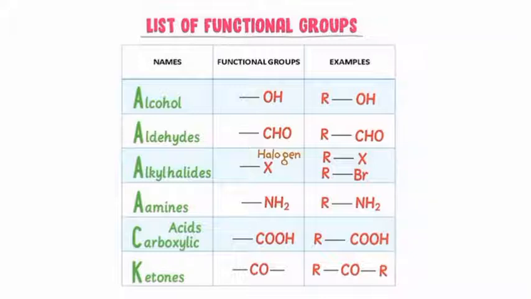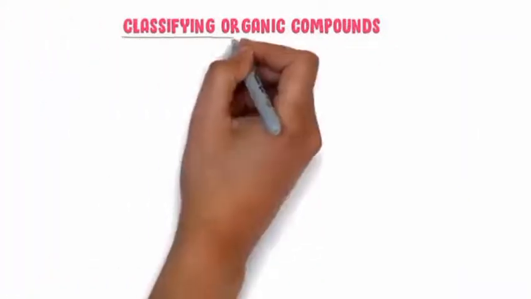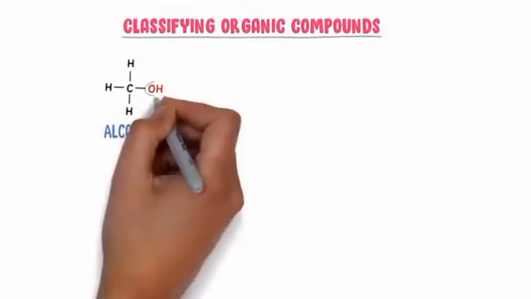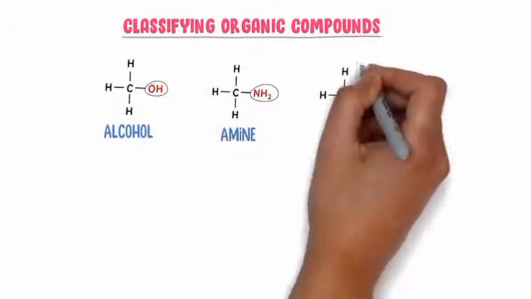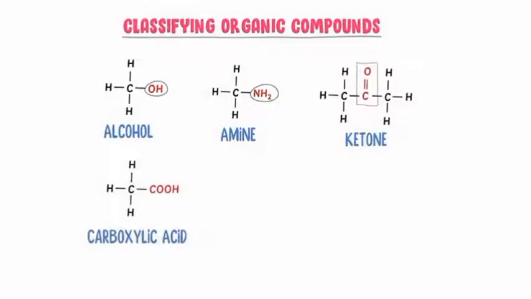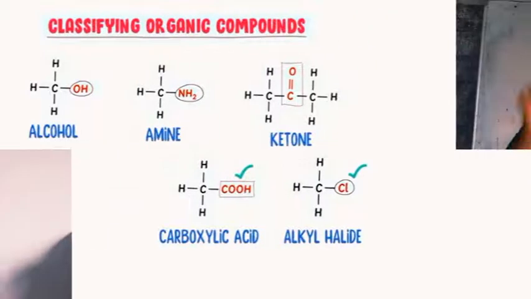So we shall now classify organic compounds on the basis of functional groups. For example, this is an alcohol because it contains the OH group. This is an amine because it contains the NH2 group. This is a ketone because it contains the CO group. This is a carboxylic acid because it contains the COOH group. And this is an alkyl halide because it contains the halogen group like chlorine. So a functional group could be an atom like chlorine or a group of atoms like COOH, and they all determine the chemical properties of an organic compound. I hope you have understood the concept of functional groups.